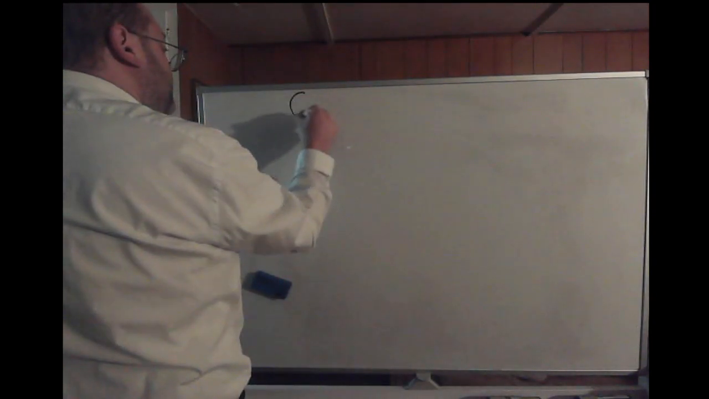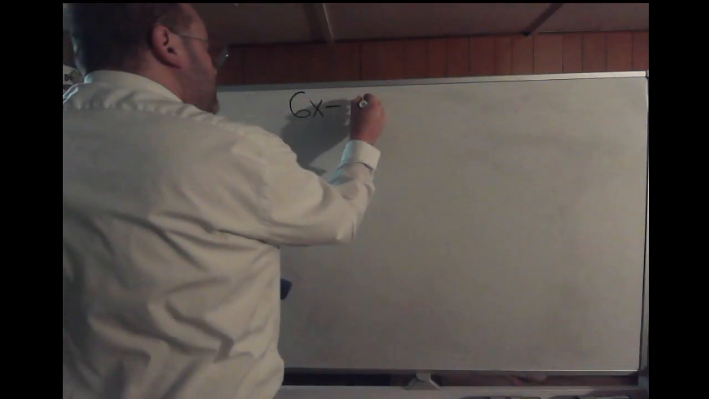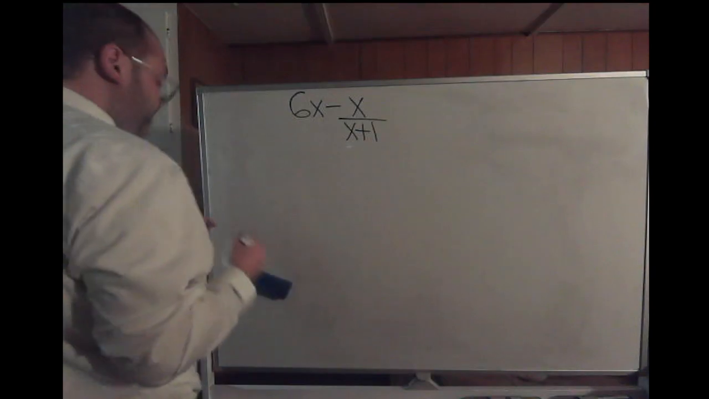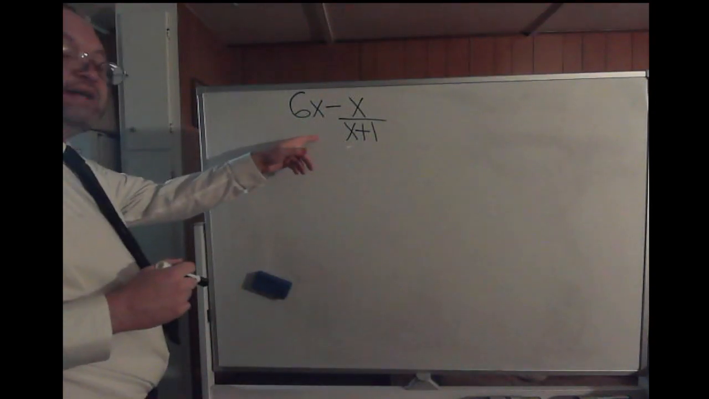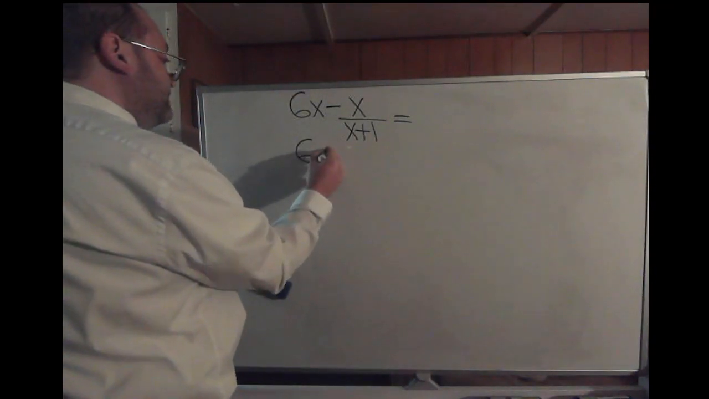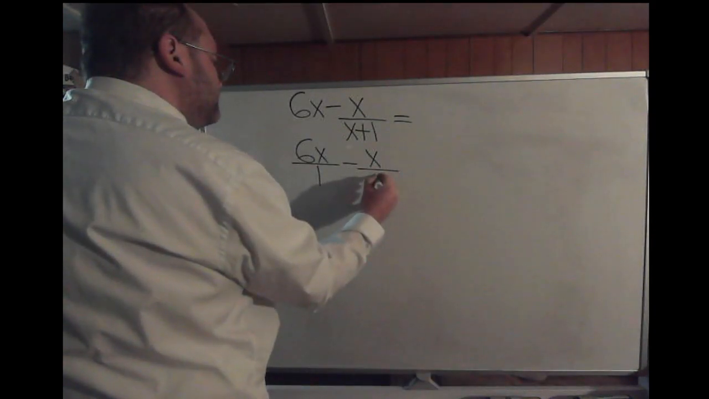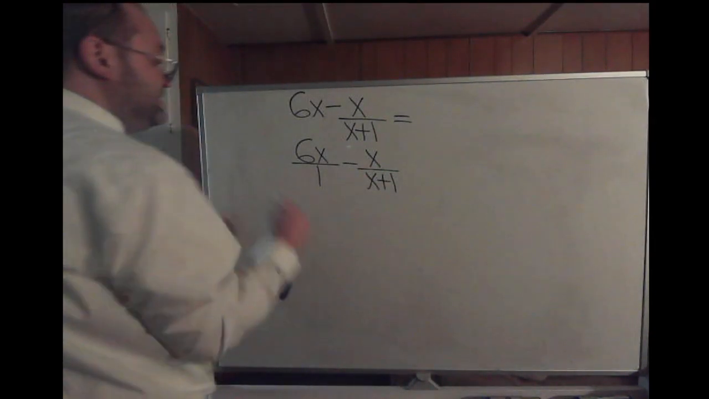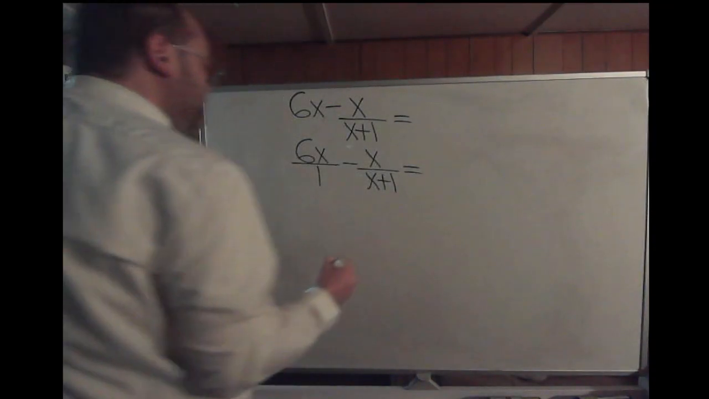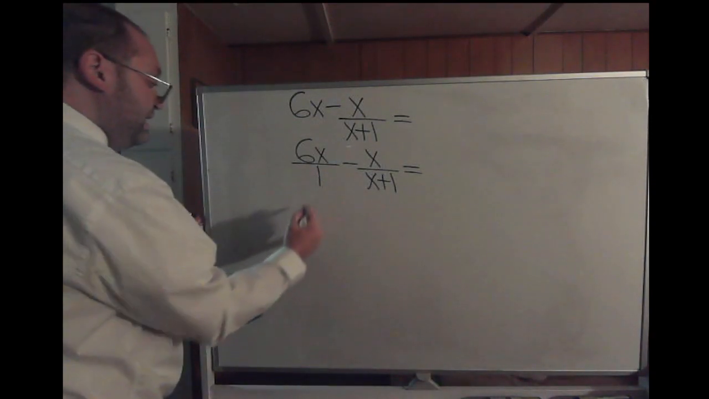Alright, let's see. We have 6x minus x all over x plus 1. So 6x minus x all over x plus 1. Well, that 6x has a denominator of 1. Let's start with that. Then minus x all over x plus 1. Well, your least common denominator of 1 and x plus 1 would for sure be x plus 1. So we need to multiply that 1 by x plus 1 to turn it into that least common denominator.